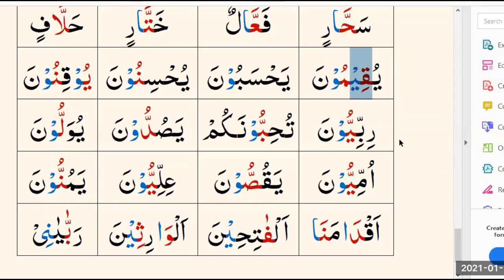Yukimuna. Next one. Yahsabuna. Yuhsinuna. Yukinuna. That's the same length you are giving here, it should be here as well. Yeah, well done. A little bit thicker, because it's a qaf. He's pointing out this is a thick qaf. Yuqinuna.